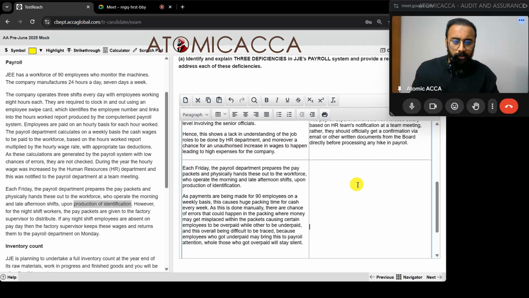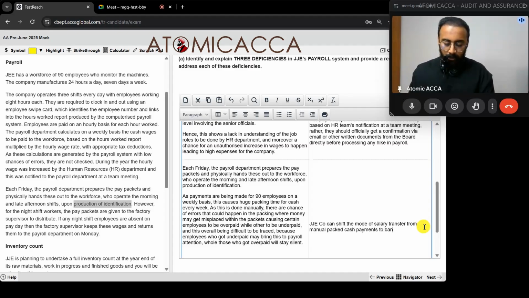Cool. So how can we flip this thing? First, the cash thing, we have to shift to bank transfer. JJ company can shift the mode of salary transfer from manual packed cash payments to bank transfers. Now we just made a flip point. Is this enough? No, we have to push a little more.